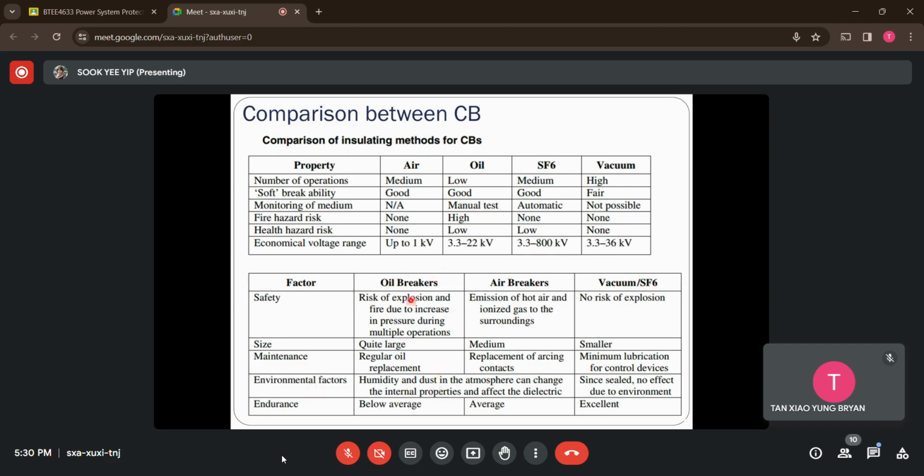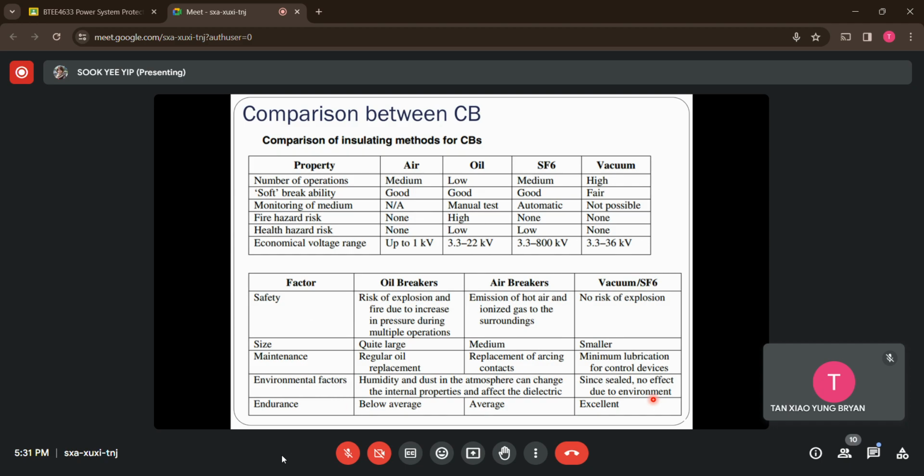So we know that for oil breakers and air breakers, the humidity or the dust from the atmosphere might actually pollute the oil breakers as well as the air breakers. Okay, so in such a case, it might affect the dielectric strength of this medium. So the arcing process might be different based on these situations, the dust or the humidity from the environment. But for vacuum and SF6 gas, we don't have this issue. Why? Because it's completely sealed. So the effect from the environment doesn't come into play.